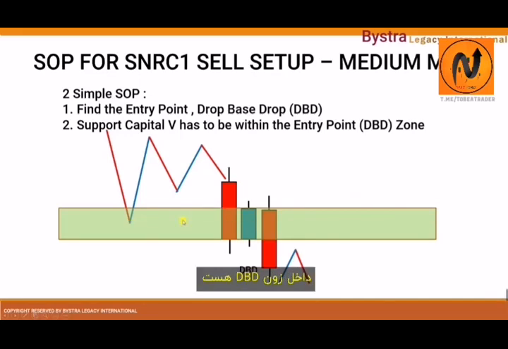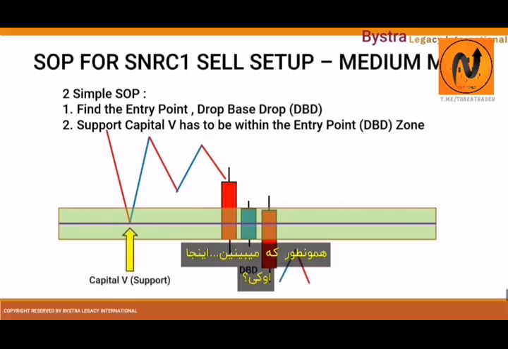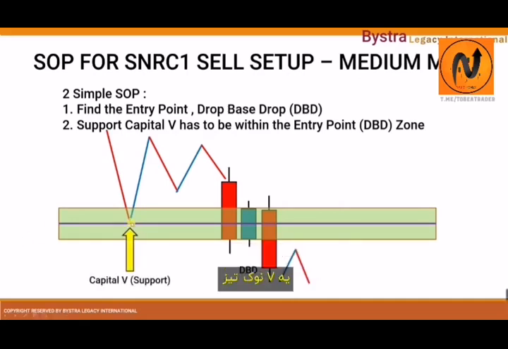drop zone. So once we have this, second, we mark the horizontal line at the edge of the support, which is the capital letter V. As we can see here, okay, V, sharp V. Then price will come back to this area and continue on the downtrend.